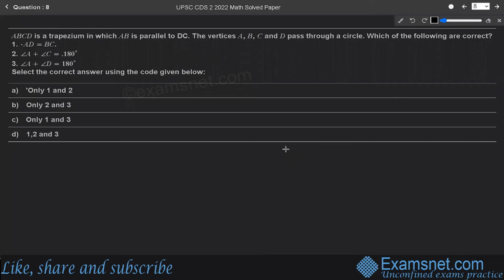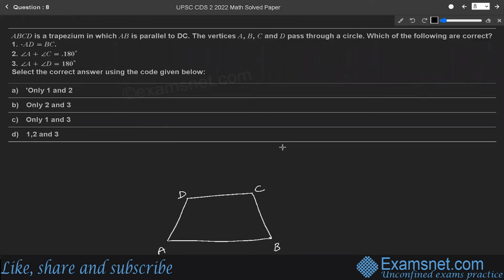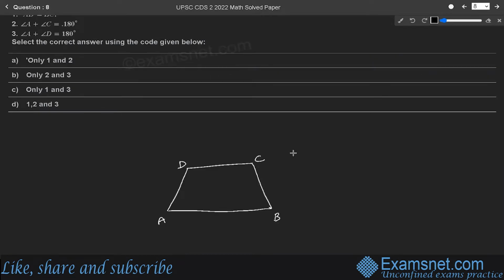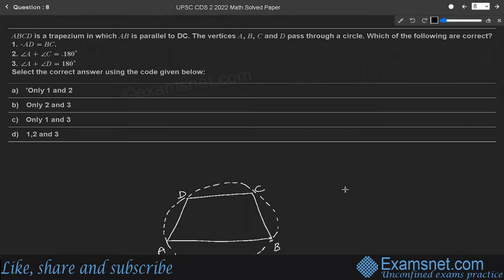Next question is ABCD is a trapezium in which AB is parallel to DC. So let us make a trapezium here. Let this be the trapezium. It is given that AB is parallel to DC. Further, in the question, it is given that the vertices A, B, C, D pass through a circle. It means that every vertex lies on a circle. So, let this be a circle. Again, it is just a rough diagram to make you understand. This is the circle. Which of the following is correct?